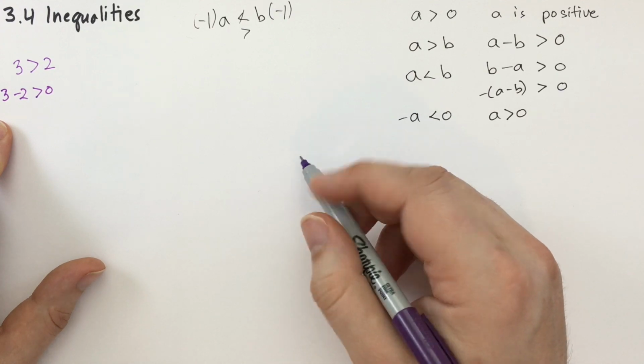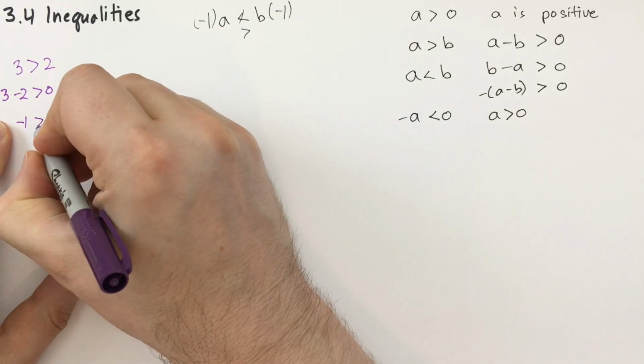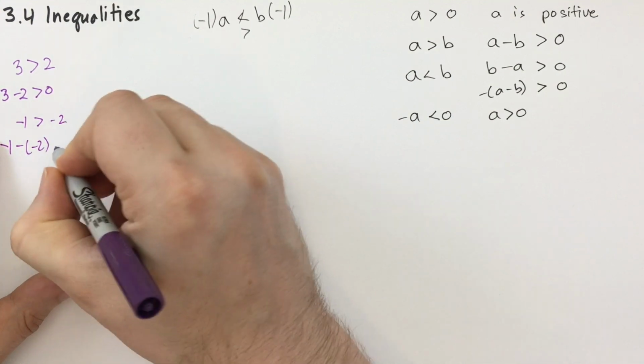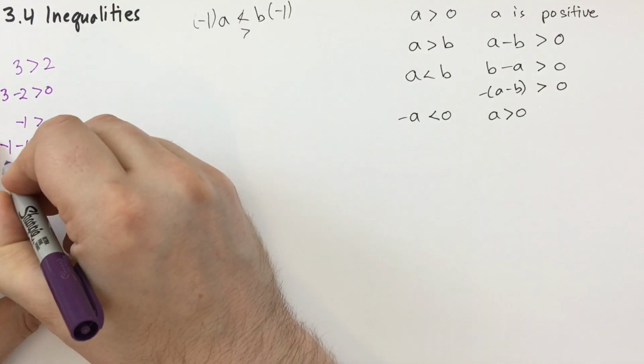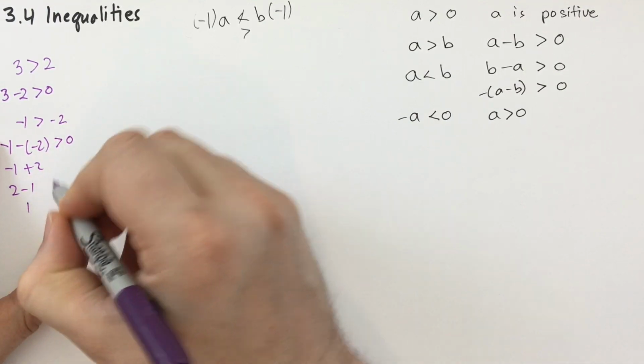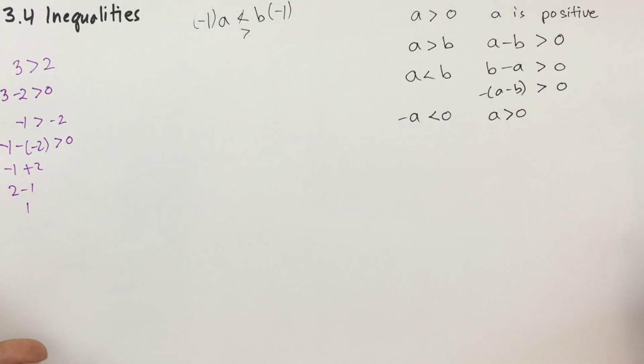Okay, and we also have minus 1 is greater than minus 2. And why do we know that? Because if you start with minus 1 and you subtract minus 2, that's greater than 0, because this is minus 1 plus 2, which is the same as 2 minus 1, which is 1. And of course 1 is greater than 0.